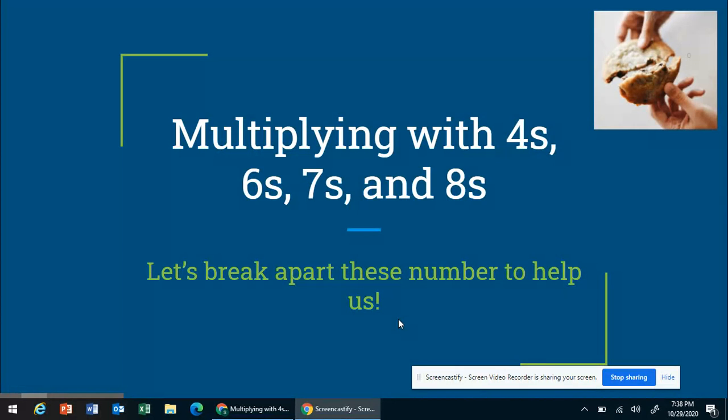Now, you learned how to break apart numbers when you were in first grade and kindergarten. You learned that you could break apart a 10 into a 5 and a 5. You can break apart a 4 into a 2 and a 2. You can break apart a 6 into a 1 and a 5. And that's what we're going to do today. But now we're going to use it with multiplication. So let's get started.